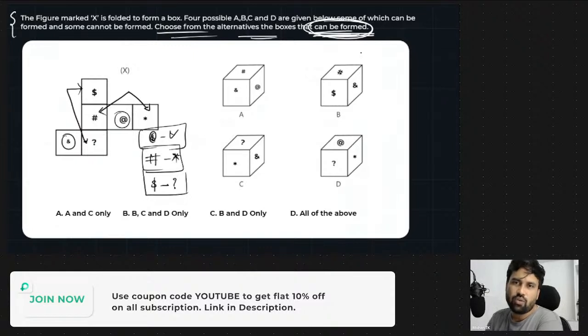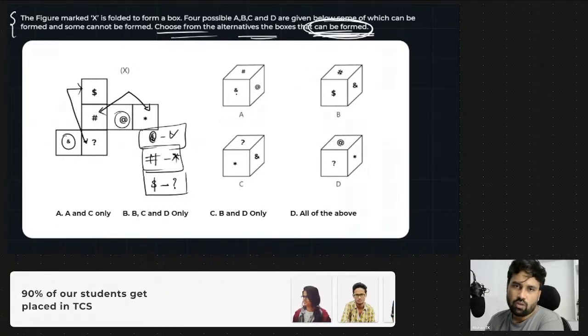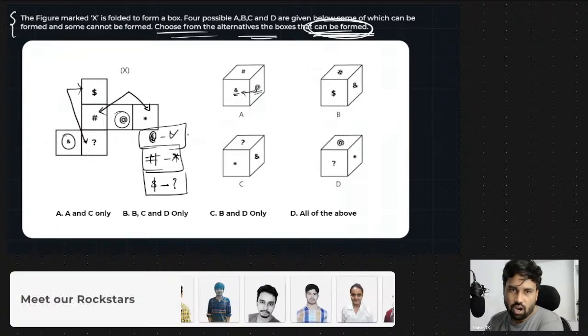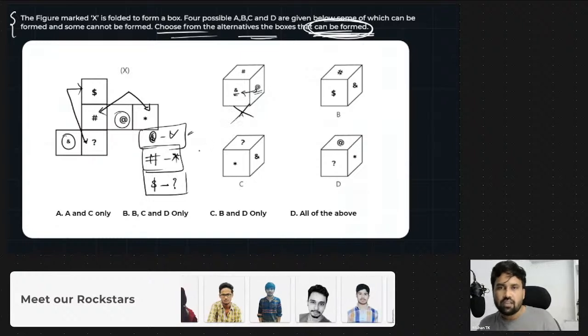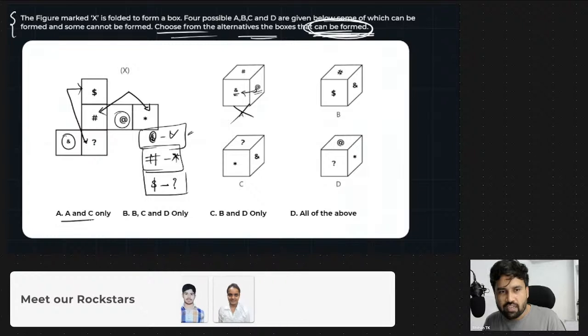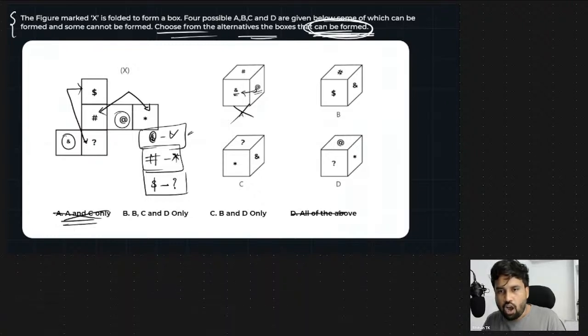There are adjacent faces, so we need to find which can be formed. So C and at the rate are adjacent here, but actually they are opposite. So A cannot be created. A is a false cube or invalid cube. So option A got eliminated. All of the above also got eliminated. Why? Because if A is not there, how can you say all of the above? So we have two options, B and D. So the different one is C here. So check the C. Star opposite is hash.